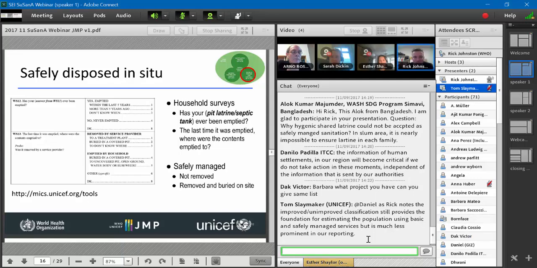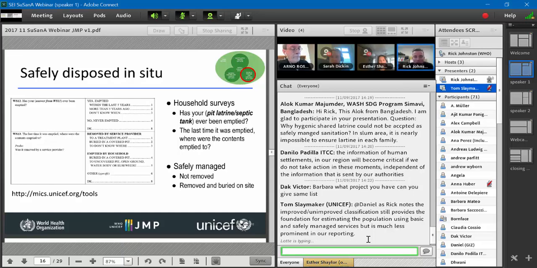So this means that the excreta which is being produced is being safely disposed of on the household's premises or in the local area. It's not being removed and taken away and treated elsewhere. So this is something that we can collect through household surveys. We've been piloting some new questions, looking at household behaviours and trying to understand, firstly, has it ever been emptied? And secondly, if it has been emptied, well, when was it emptied? Was that recently or was that several years ago?